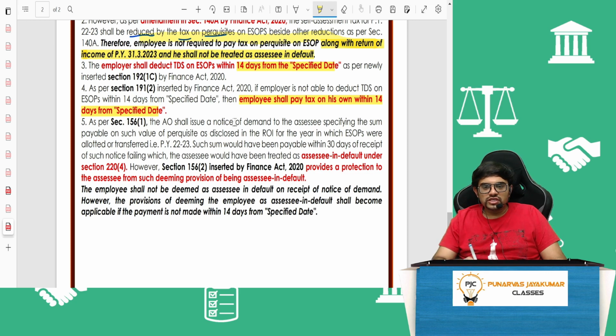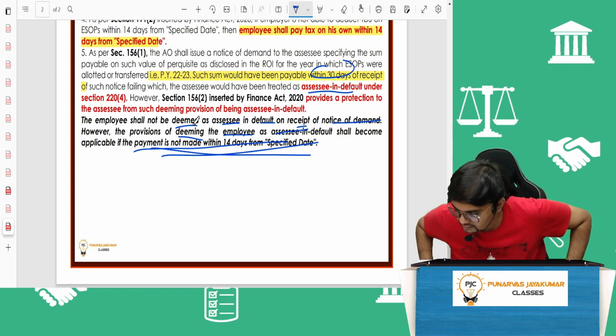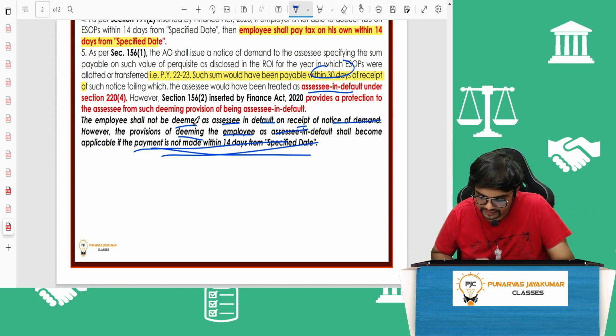As per 156(1), the AO shall issue a notice of demand specifying the sum payable on the value of perquisite disclosed in the ROI for the year in which ESOPs are allotted or transferred. Such sum would have generally been payable within 30 days, and the employee would have been treated as assessee in default. That's why one more clause was inserted in 156. A protection to the employee: the employee shall not be deemed as assessee in default on receipt of notice of demand. However, the provisions of deeming the employee assessee in default shall become applicable only if you do not pay within 14 days from the specified date. 14 days of what? Specified date.